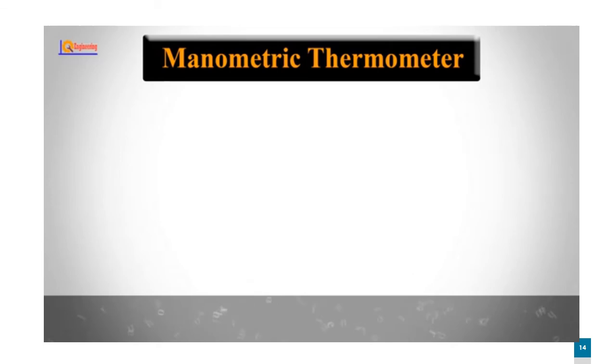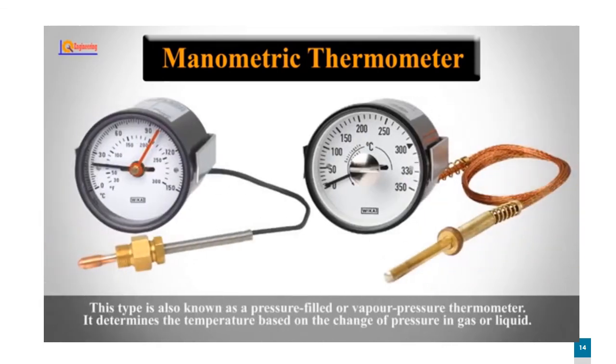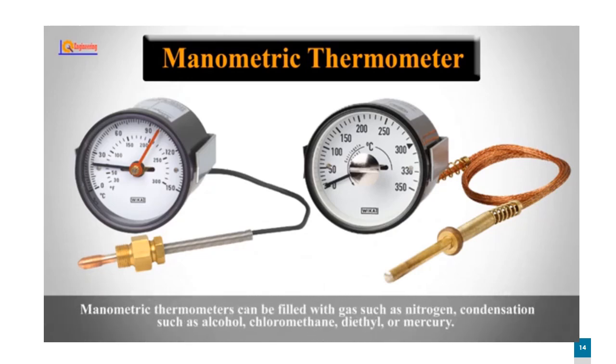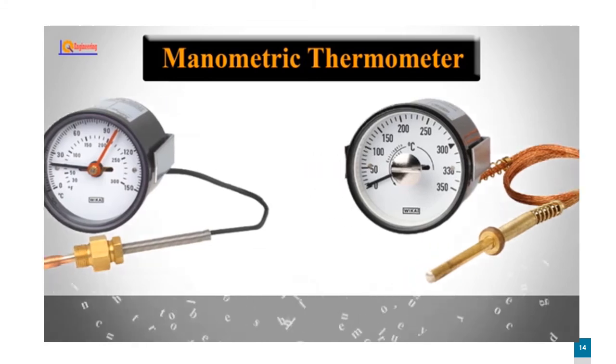Manometric thermometer. This type is also known as a pressure-filled or vapor pressure thermometer. It determines the temperature based on the change of pressure in gas or liquid. Manometric thermometers can be filled with gas such as nitrogen, or a liquid such as alcohol, chloromethane, diethyl ether, or mercury.